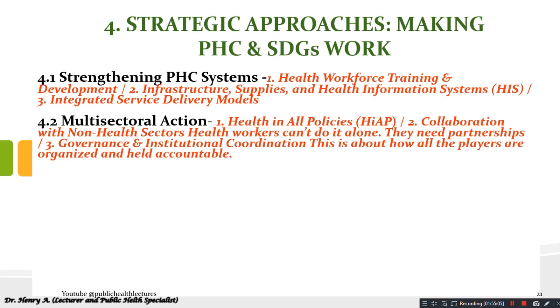Governance and institutional coordination. This is about how all the players are organized and held accountable. There should be clear roles at national, state, and community levels. Local governments and civil society should also sit at the decision-making table. Budgets that are being designed must align across ministries so that health is not left out. You don't finish it and remember that you didn't add health to it, or that you added health but you didn't get the full information needed before carrying out that decision. WHO found that countries with strong governance and leadership in primary health care were more resilient.